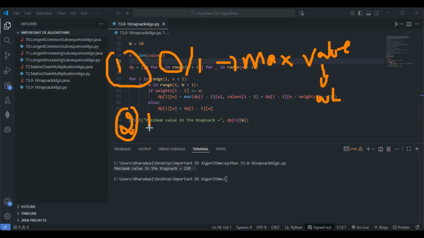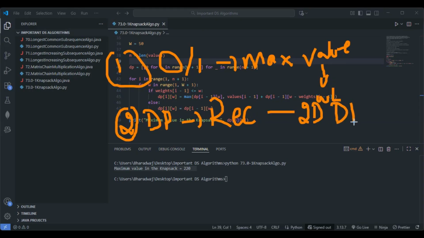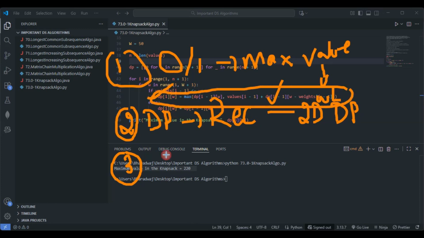We will be making use of dynamic programming to avoid the recomputation by storing the results in a 2D DP table. The next point is the recurrence: dp of i, w equals max of dp of i minus 1, w, and value of i minus 1 plus dp of i minus 1, w minus weights of i minus 1, when the weight permits. We have seen this in the code, line number 45.